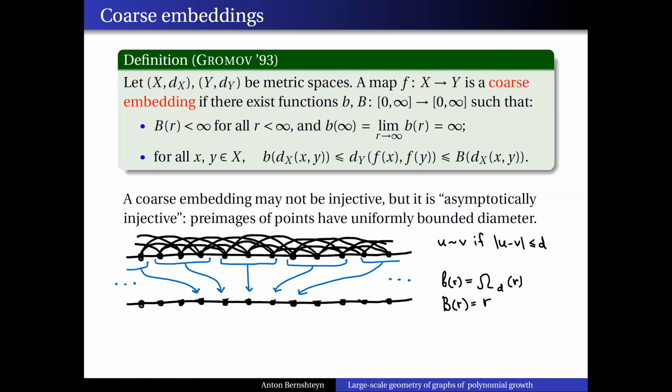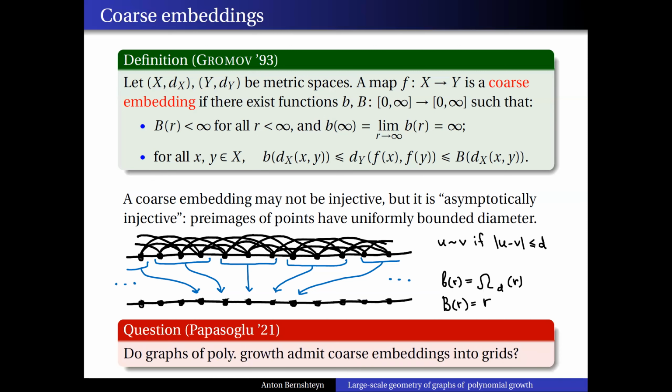They cannot skip over. And because of this, this map is a contraction, right? The distance between the images of two points is at most the distance between the points themselves. This is what saying that capital B of r is equal to r means in this case. And we still have some kind of linear lower bound. So this is a different example of a coarse embedding of this type.